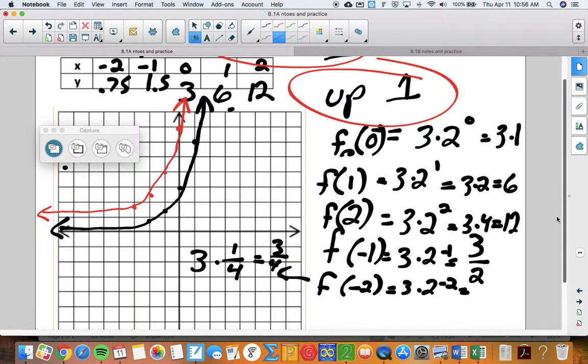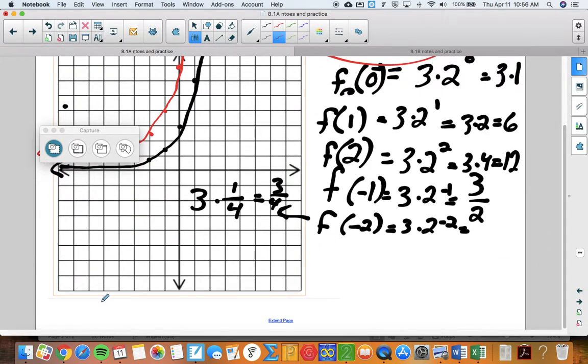So when I fill in the domain and range, which I guess I cut off, the domain is going to be all real numbers, but the range is going to be y's that are greater than 1.